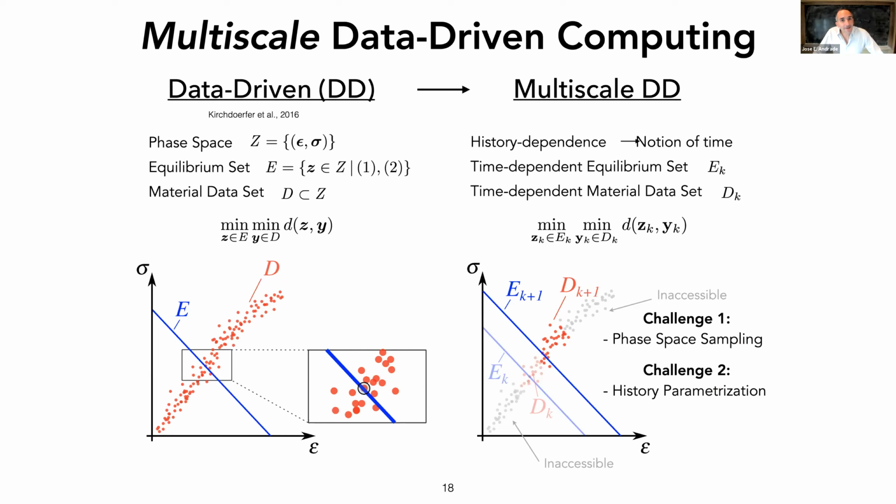And that gives you two sub challenges, if you will. One is that you may not have data in the vicinity where you are now exploring. So you have an issue of phase space sampling. And two, you have a problem with characterizing, if you will, history. So what is an allowable sense forward, if you will? What is allowed and what's disallowed in terms of history dependence for the material.